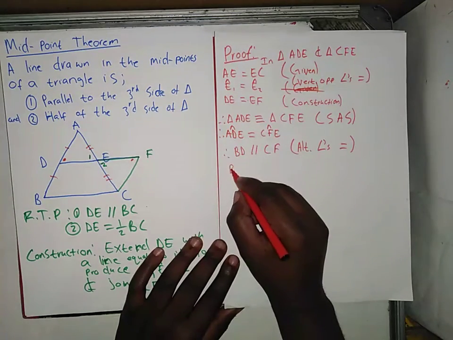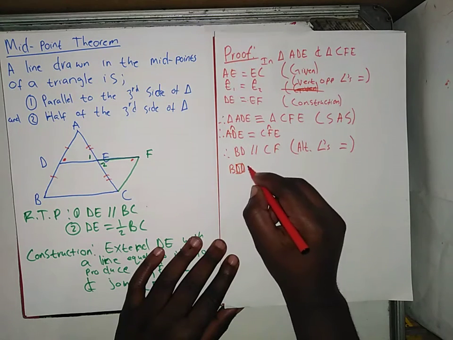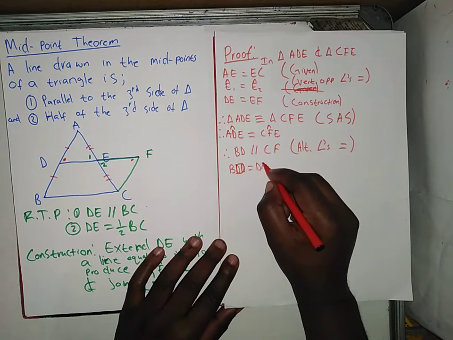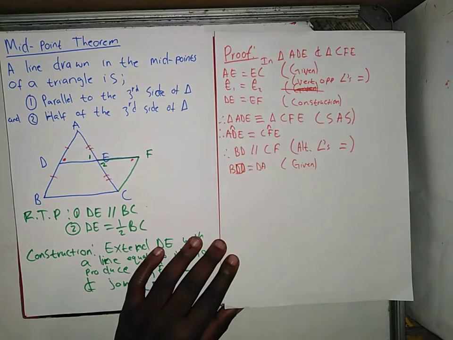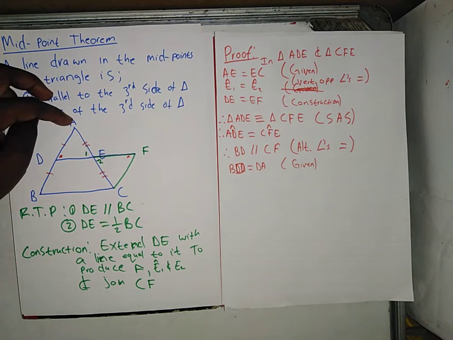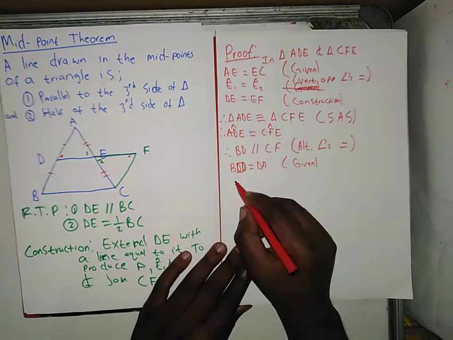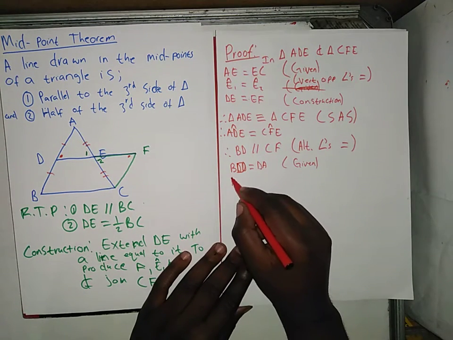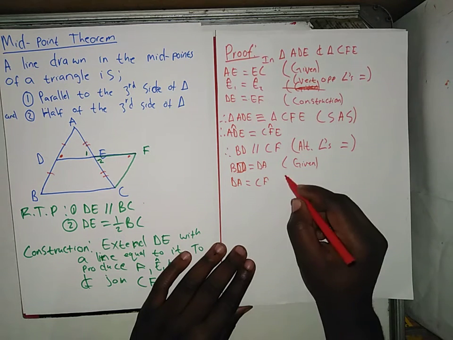So BD is equal to DA. Now, how do we know that? It was given. But now this DA is equal to CF. How do we know that? Through congruency. Okay, so BD, DA is equal to CF. Why?